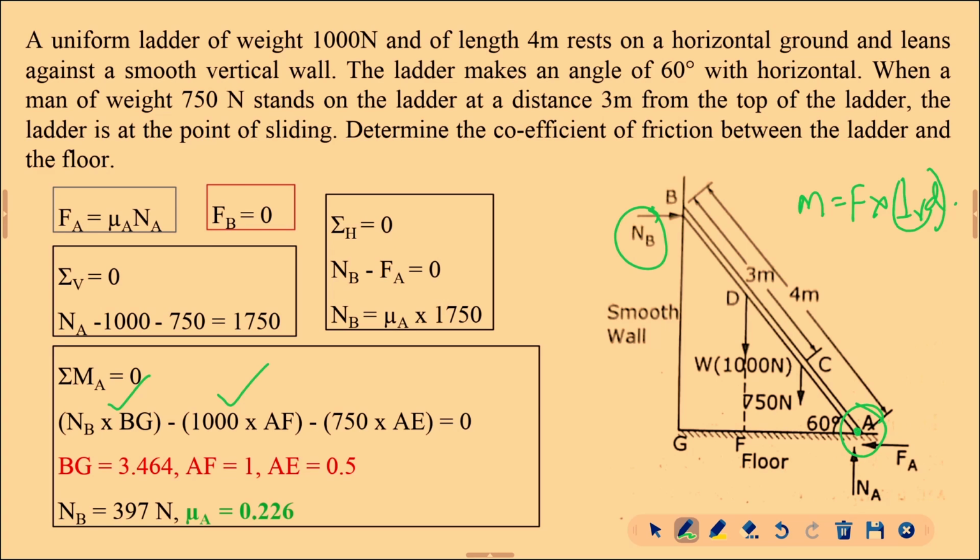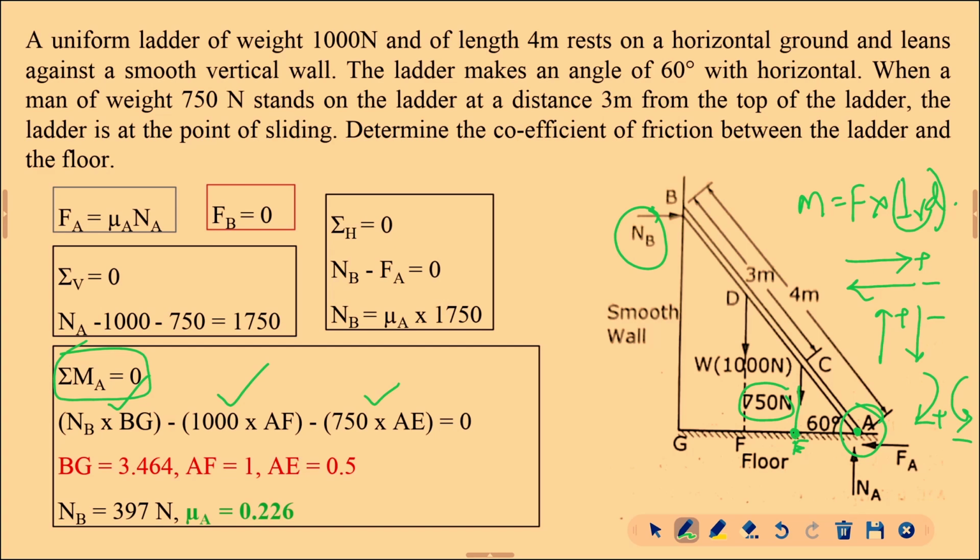This NB, which is moving in clockwise direction, is positive. We already discussed this, I am considering like this: clockwise is positive, counterclockwise is negative. So, the first case is NB into BG, clockwise, and 1000 into AF is counterclockwise with respect to A, and the third case is this 750 into this distance from here to here, that is A to E. Okay, so 750 into AE equal to 0. We are equating this moment equation.